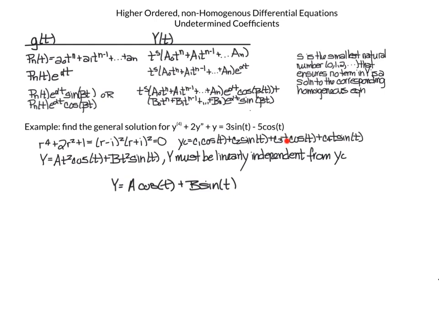And it's not sufficient just to put one factor of t in because it would be linearly dependent on this part of the solution. So what we need to do is add this t squared here. Again, that's our t to the s. And s is the smallest natural number that ensures that no term in y, and there are two terms here, our cosine term and our sine term, is a solution to the corresponding homogeneous equation, right? So this is why we have the squared here.